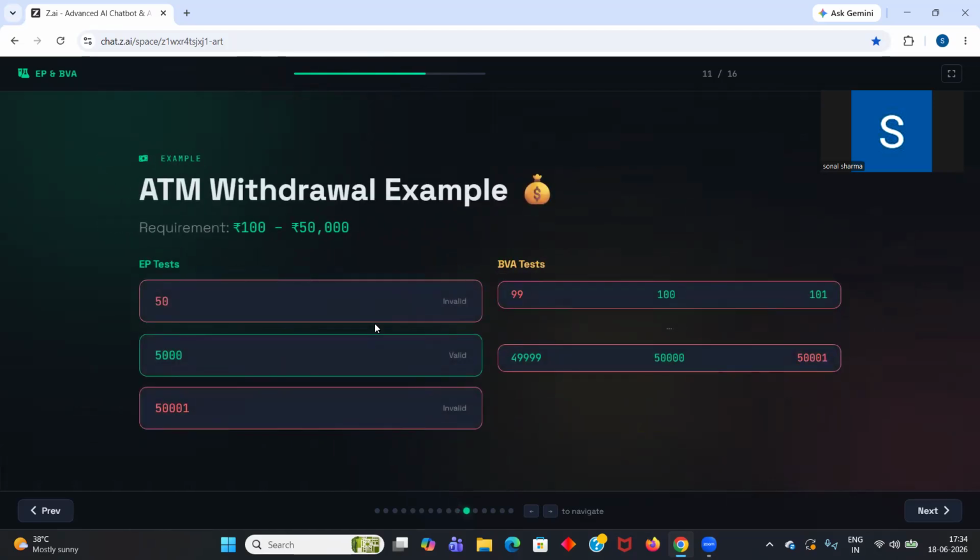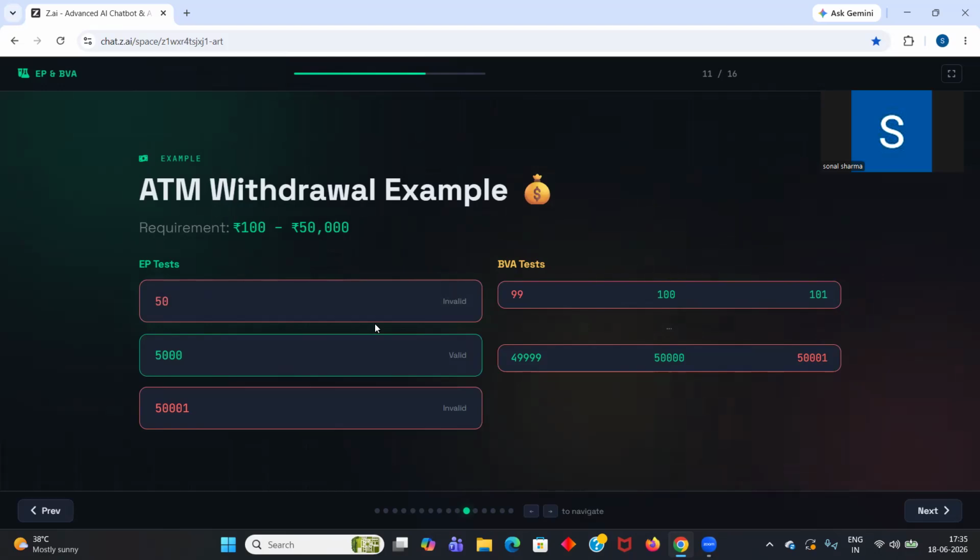Let's take one more example, ATM withdrawal example. So the requirement is it will accept only values between 100 rupees to 50,000 rupees. So according to our equivalence partitioning testing technique, what will be our test cases? We will divide this into three groups. Less than 100, let's take 50, which will be an invalid value and it should be rejected.